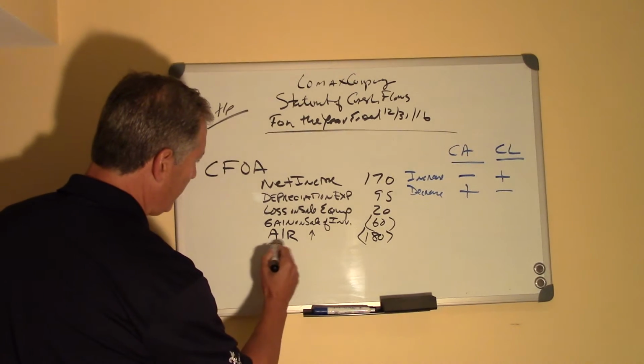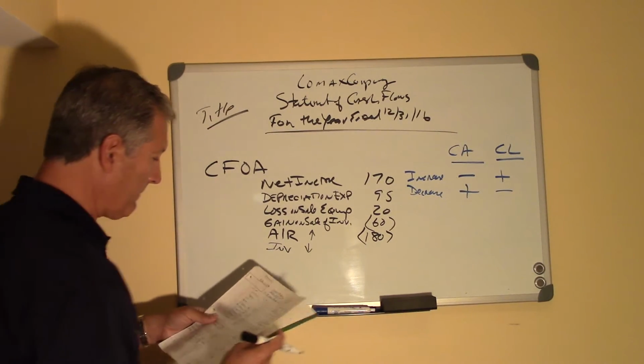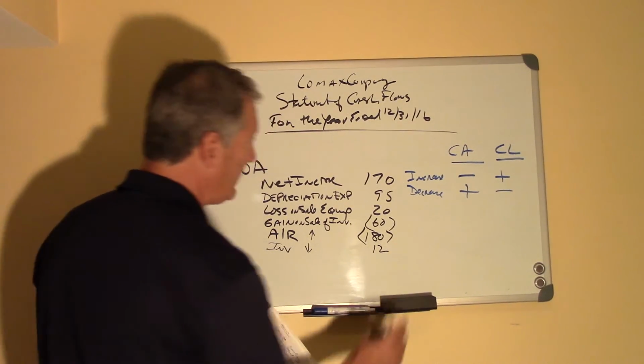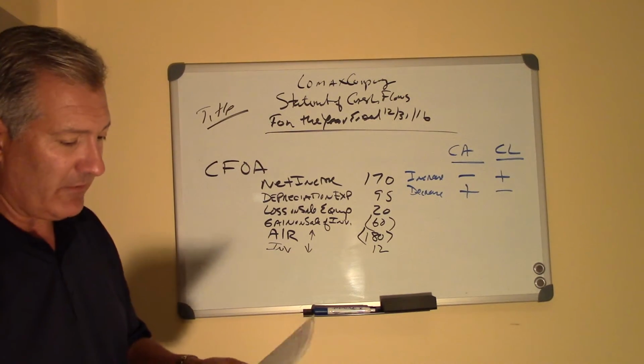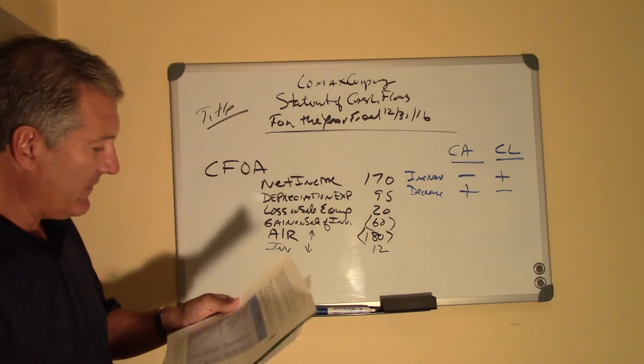So we're going to call this inventory. Little arrow going down. I'm going to add that in. Add the difference of $12. We work our way down again.